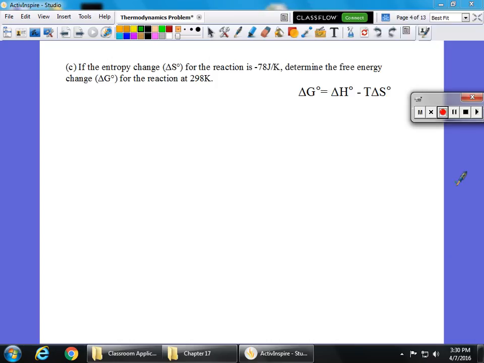Hey guys, back with part two of this first thermodynamics problem. This part C is looking at an entropy change. The equation you're going to need for this is delta G equals delta H minus T delta S. You're determining the free energy change here, that's your delta G. You're told that. So we're going to substitute into this equation.